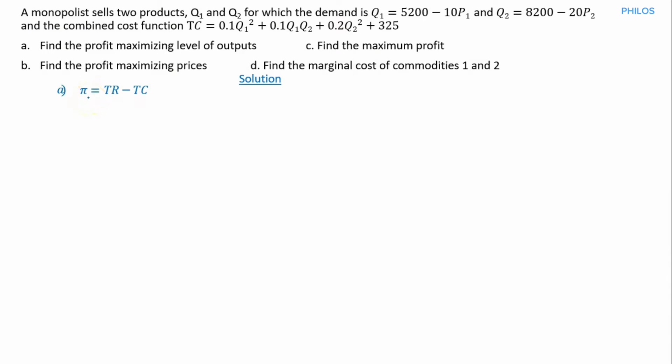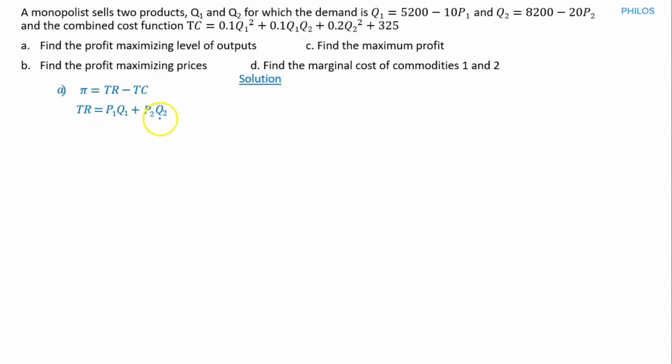But when you look at the question, total revenue function wasn't given. But we can find the total revenue function ourselves. Now, total revenue should be equal to, since there are two products, price of the product 1 times quantity of product 1 plus price of commodity 2 times quantity of commodity 2. If you have 3 commodities, then you also add plus price of commodity 3 times quantity of commodity 3, going that way. But we have only 2 commodities.